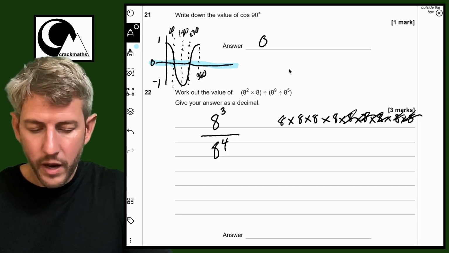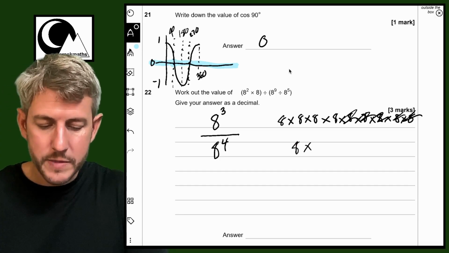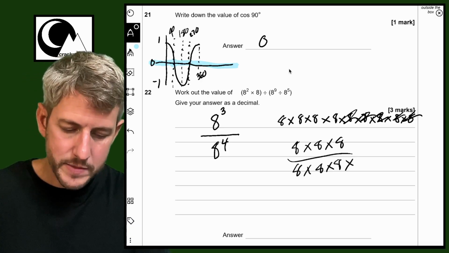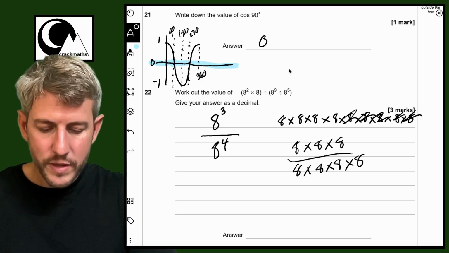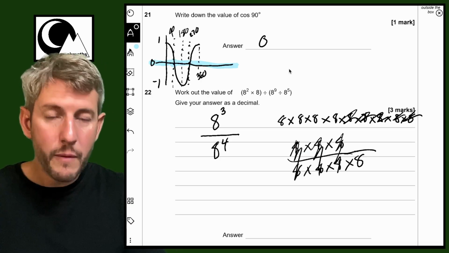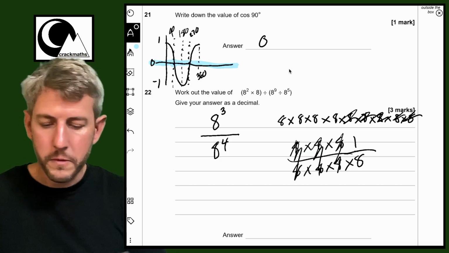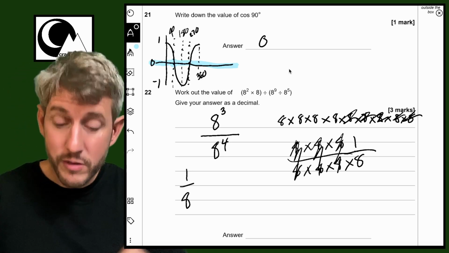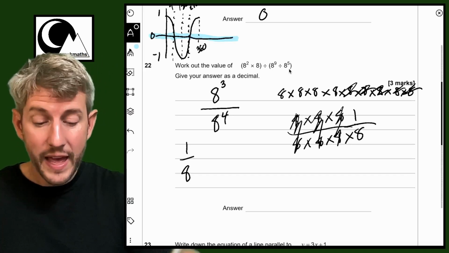So what we can do here is we've got 8 times 8 times 8 over 8 times 8 times 8 times 8. And so we can cancel these off in pairs. So cancel those, cancel those, cancel those. And then what we're left with on the top is just 1. So this equals 1/8. And now what we need to do is turn this into a decimal.